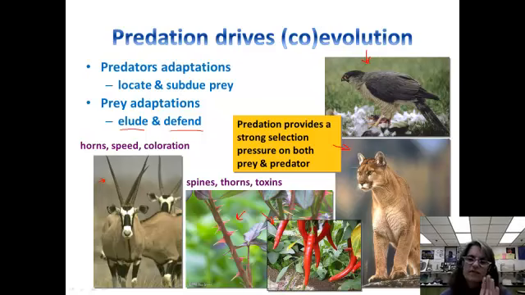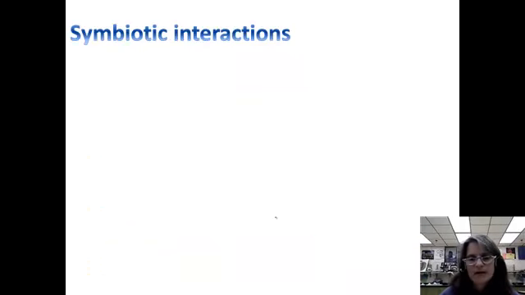Predation provides a very, very strong selection pressure on both prey and predator. If you do not adapt to catch your prey, your neighbor does, then you're going to lose out. They're going to get the prey items and you won't. If you do not adapt to avoid being eaten, you're going to lose out. So there's a very, very strong pressure from natural selection for prey items to avoid getting eaten and for predators to get them anyway. Okay?